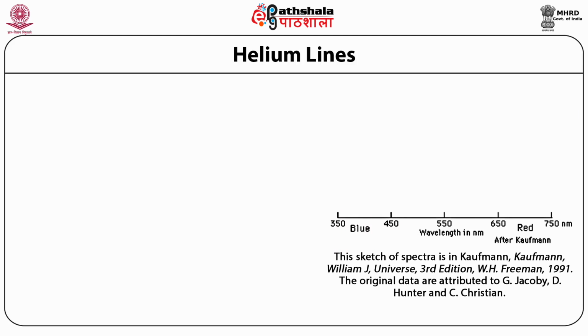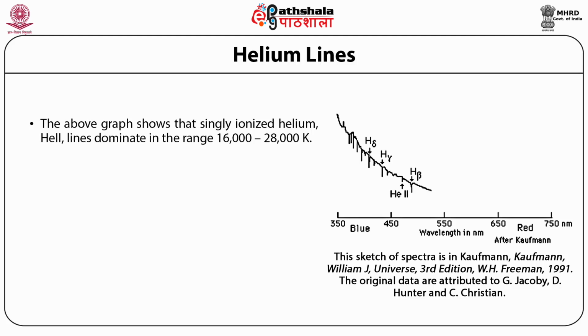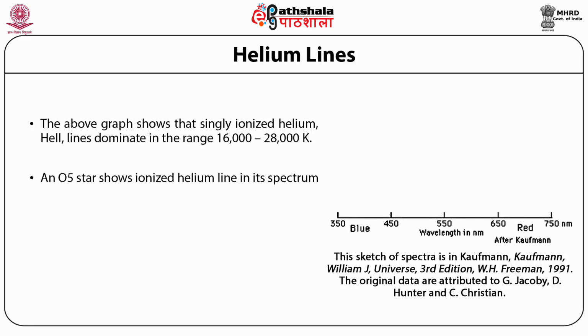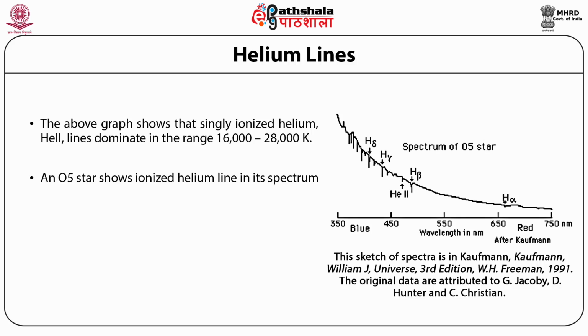The above graph shows that singly ionized helium, helium-2 lines dominate in the range 16,000 to 28,000 Kelvin, and an O5 star shows ionized helium lines in its spectrum. The given figure here is the sketch of spectra as in the Kaufmann-Williams book. The original data are attributed to J. Jacoby, D. Hunter and C.